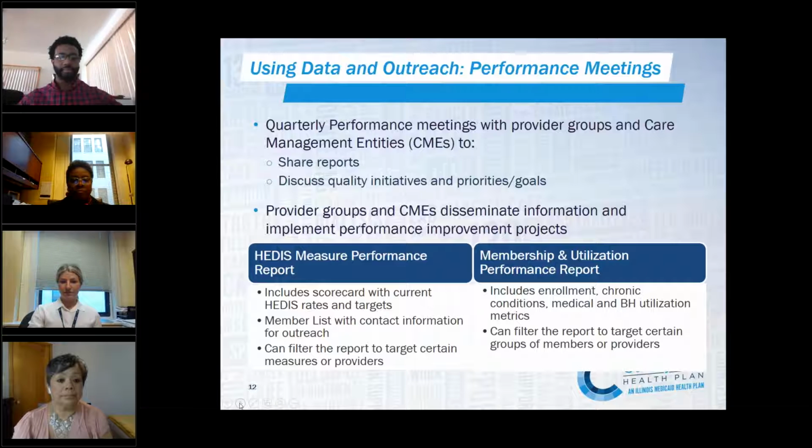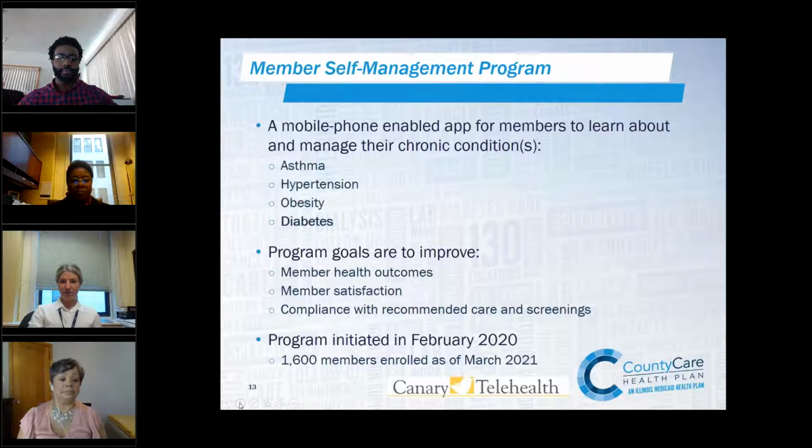The second report shared is a membership and utilization performance report. This report allows a deep dive into the provider's membership with the ability to filter on different factors like age, gender, and risk level. It also includes a chronic condition summary helping providers to understand the most prevalent conditions within their CountyCare membership and how it may vary when filtering by different factors.